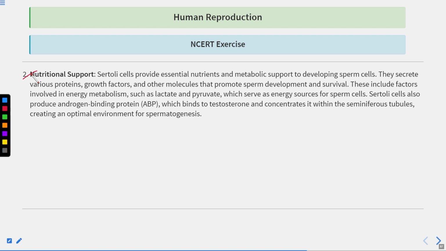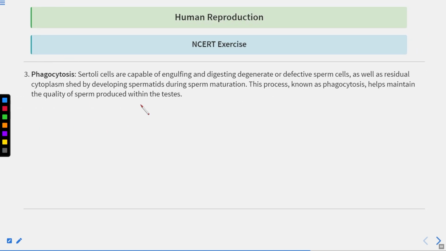Next one, nutritional support. Sertoli cells provide essential nutrients and metabolic support to the developing sperm. Now they secrete various proteins, growth factors, and other molecules that promote the sperm development and survival. These include factors involved in energy metabolism, such as lactate and pyruvate, which serve as the energy sources for the sperms. Sertoli cells also produce the androgen binding protein, ABP, which binds to testosterone and concentrates it within the seminiferous tubule, creating an optimal environment for spermatogenesis.